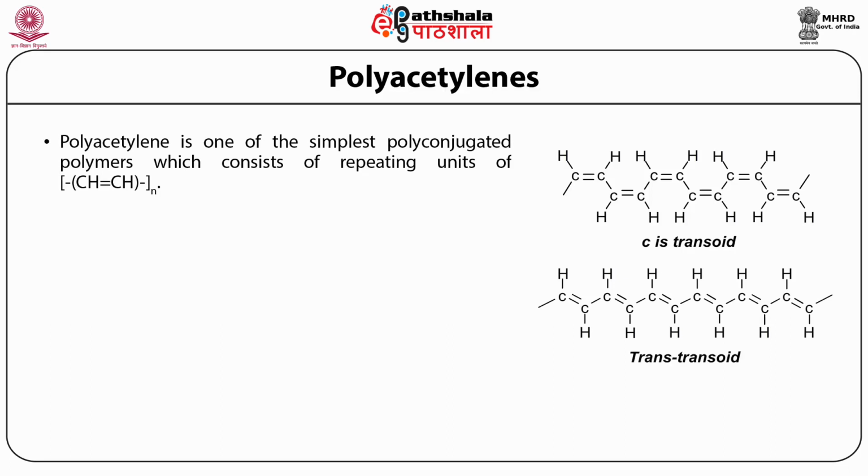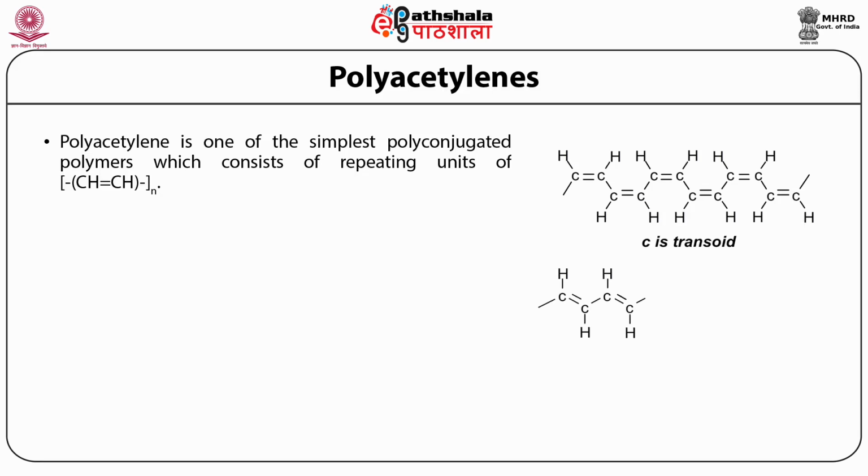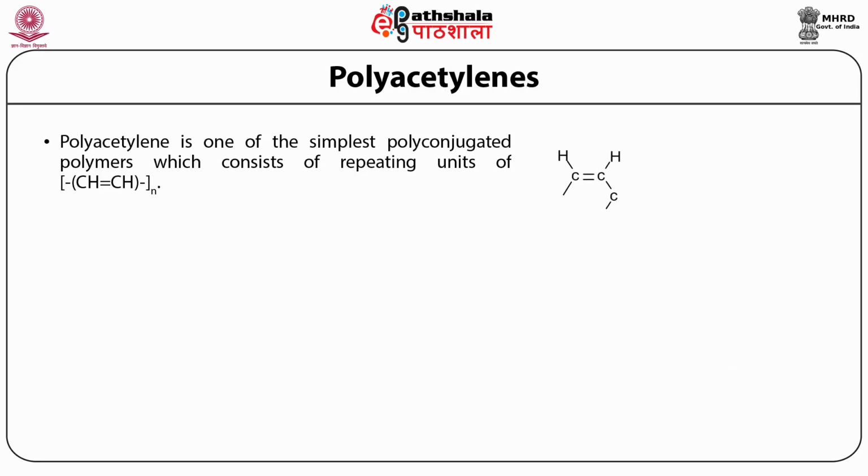Polyacetylene is one of the simplest polyconjugated polymers, which consists of the repeating unit of single bond CH double bond CH single bond n. First polymerization of acetylene was achieved by Natta and co-workers using a Ziegler-Natta catalyst, yielding a polymer that was gray-colored, infusible, that is unable to melt or fuse, and it was a powdery substance.